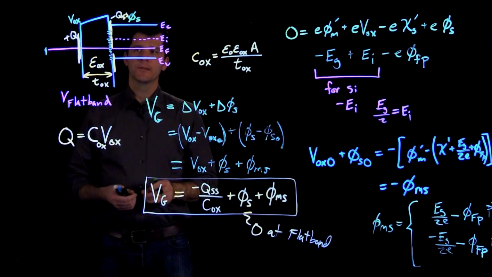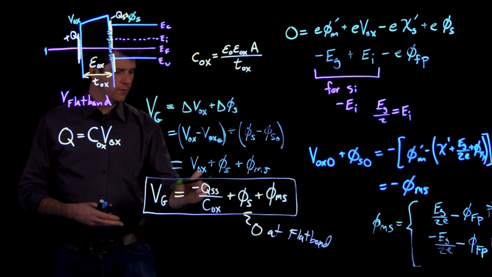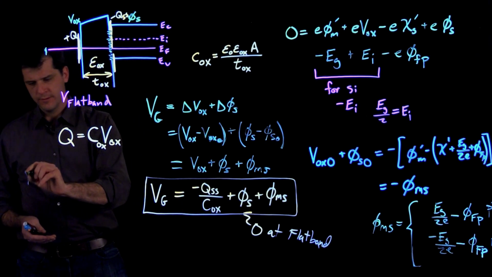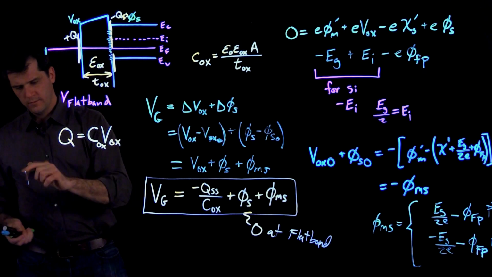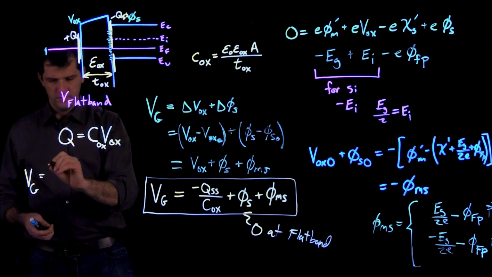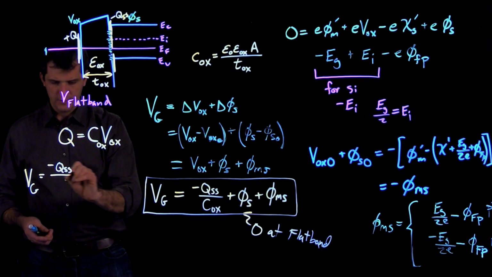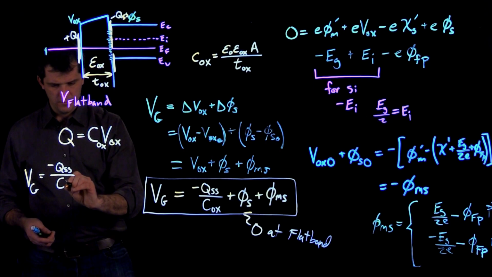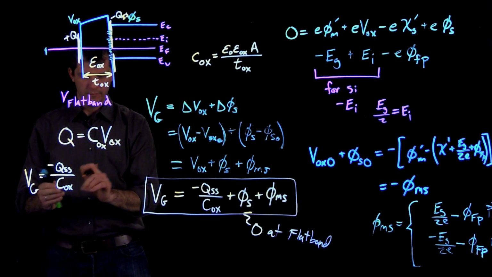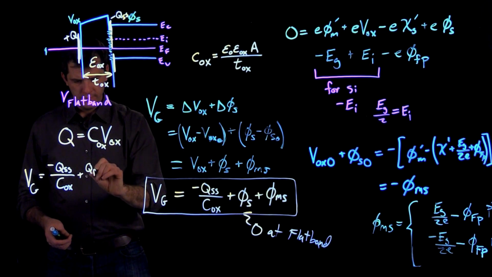So if we have fixed charge, we just have to add a term that looks very much like this into the equation. So our gate voltage is going to have an extra term, negative QSS. So this is the charge in the channel due to mobile carriers, electrons and holes in the conduction and valence band. Then we're going to have a Q fixed.